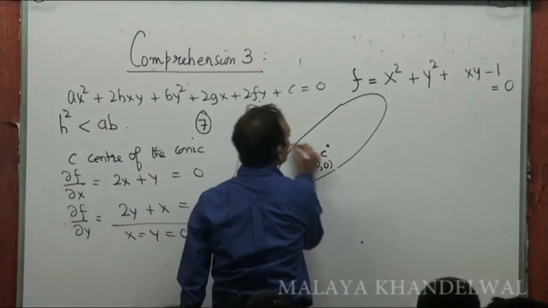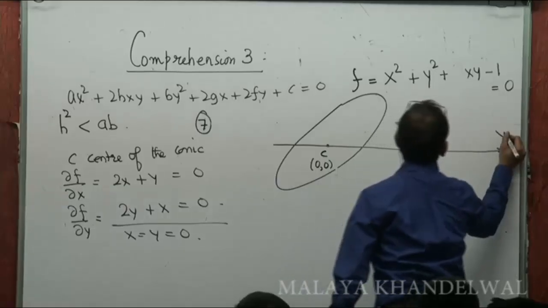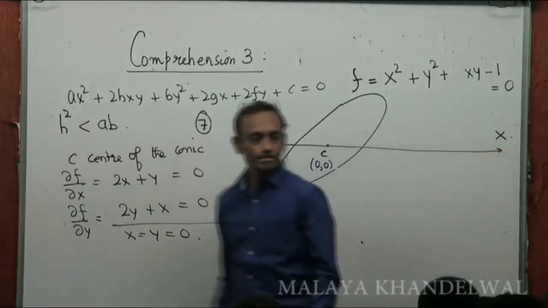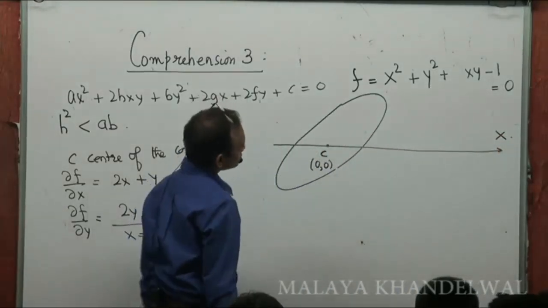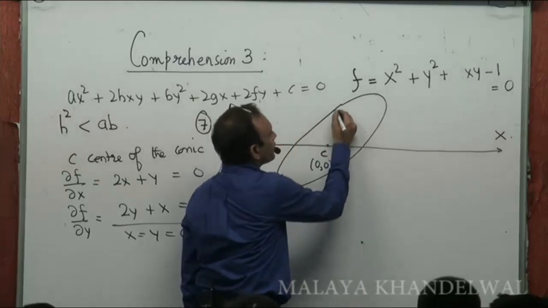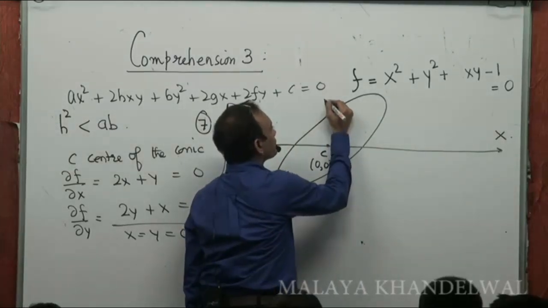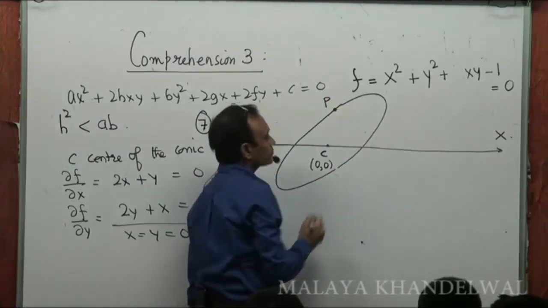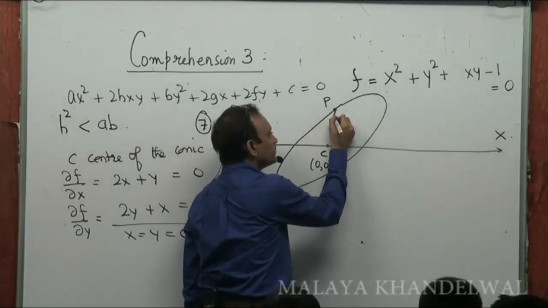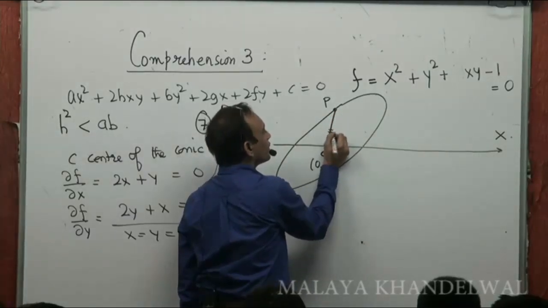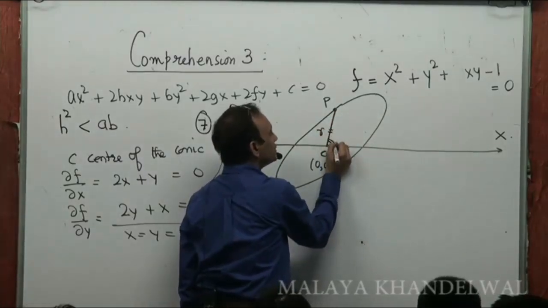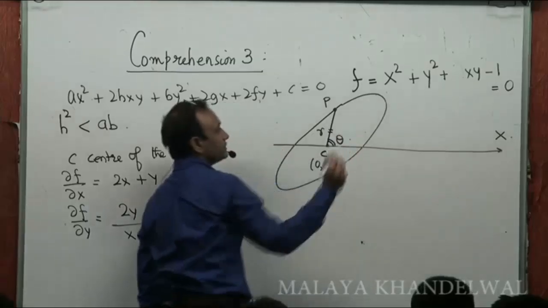Now, say this is the x-axis. Any point P on the conic section can be located with the help of an r and a theta.